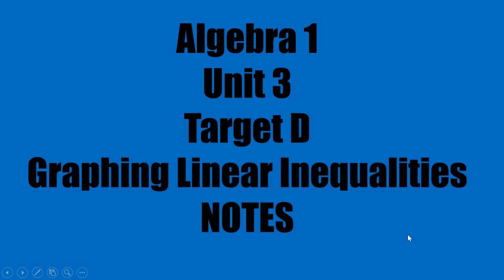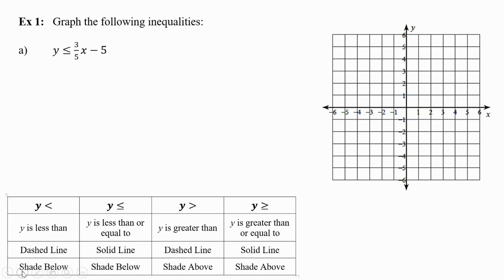All right, Algebra 1, Unit 3, Target D, Graphing Linear Inequalities, the notes. Example 1 says graph the following inequalities. Now, a majority of these equations that we see are going to be in slope-intercept form, which means y equals mx plus b. The main difference is this chart in the bottom corner. Because we have inequality symbols, we're going to have either a solid or dashed line, and then we're going to have to either shade above or below.